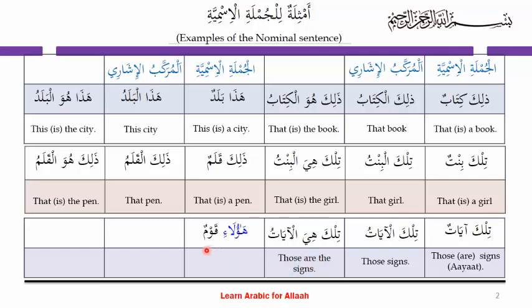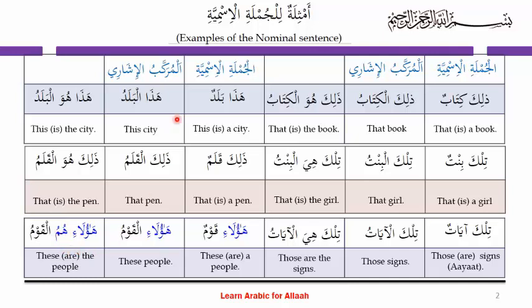The final example, ha'ula'i qawmun. These are a people. If you want to make it with the alif and lam into al-muraqqab al-ishari, it becomes ha'ula'i al-qawmu. These people. And if you want to make it into a proper sentence with this construction, we say ha'ula'i hum al-qawmu, because this is plural. Ha'ula'i is plural, so hum has to follow. So those are the people.